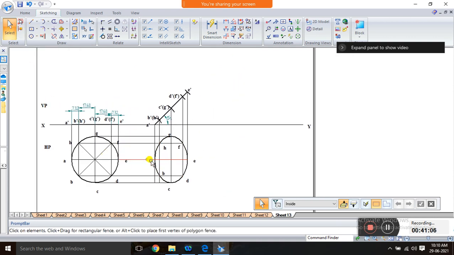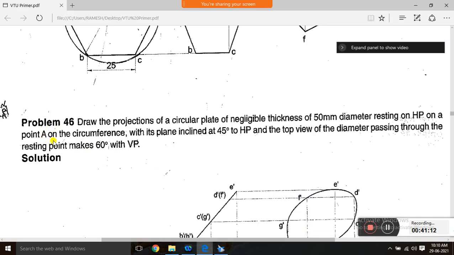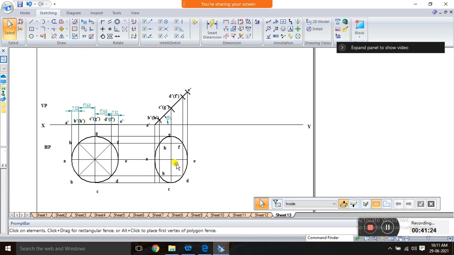So this A to E, the diameter which is passing through A. In the problem they gave a diameter. The point A is on the circumference, placed at 45 degrees in the top view, and the diameter passing through that point makes 60 degrees with VP. So this AE should be 60 degrees. So draw the 60 degree angle.